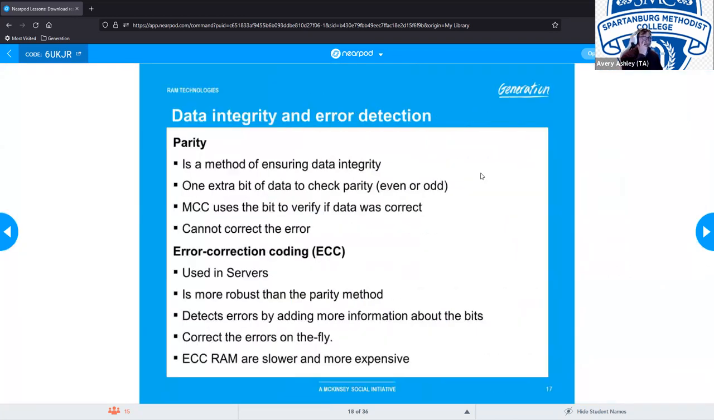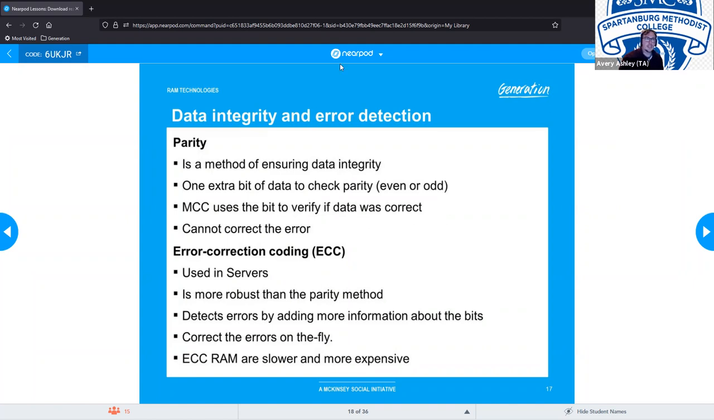All right, so data integrity and error detection. We are going to be introducing two concepts: parity and error correction coding. Parity is a method of ensuring data integrity. It has one extra bit of data to check parity. It's going to be even or odd. And the MCC uses this bit to verify if data was correct. It cannot correct the error.